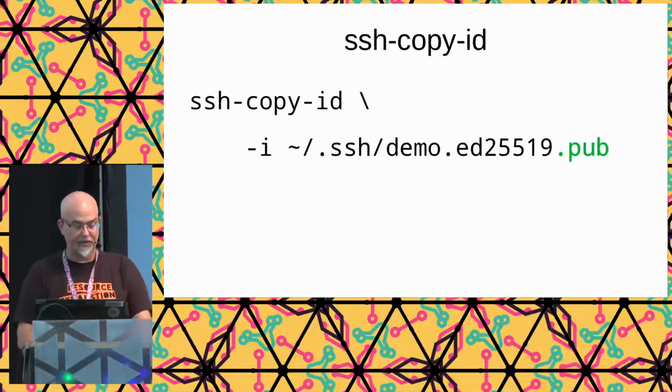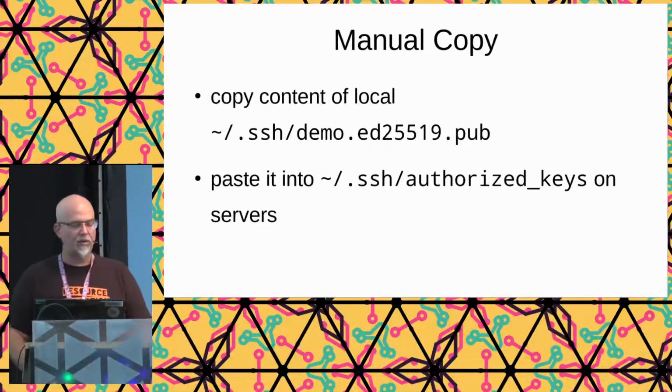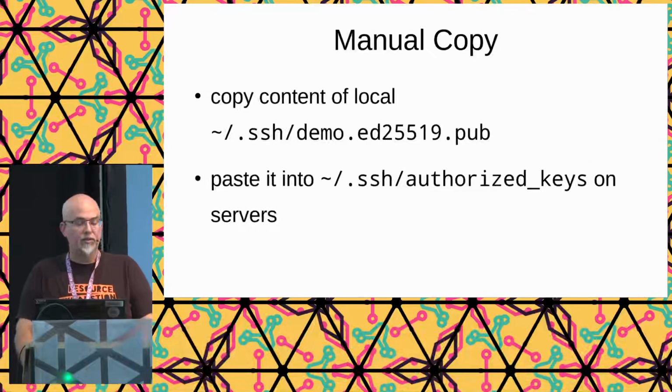If you want to do it manually, you need to copy the demo.ed25519.pub public key file to the server, into your home directory, into the .ssh directory, and into the authorized_keys file. This authorized_keys file, if it does not exist, needs special permissions.